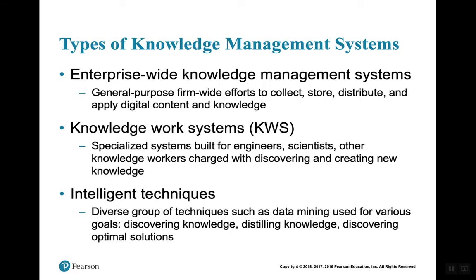Types of systems: enterprise-wide knowledge management systems. These are big, large, complicated products specifically designed to collect, store, distribute, and apply content and knowledge. All right, so a lot of what we see is empowered by search capabilities, search technologies. So we'll bring a whole bunch of unstructured data in and then index it and then be able to search it, ask questions and do searching, as opposed to queries, which is what we would apply against a relational database.